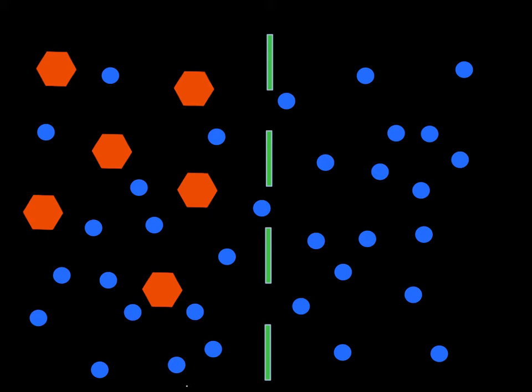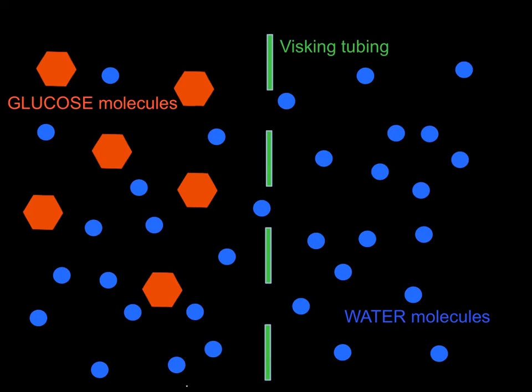This diagram shows what can happen with small molecules. Here I have a water molecule, and here I have a glucose molecule. These green stripes are representing the Visking tubing. So there we are.